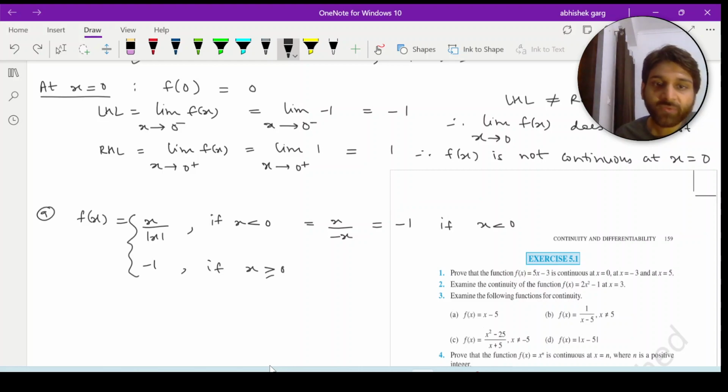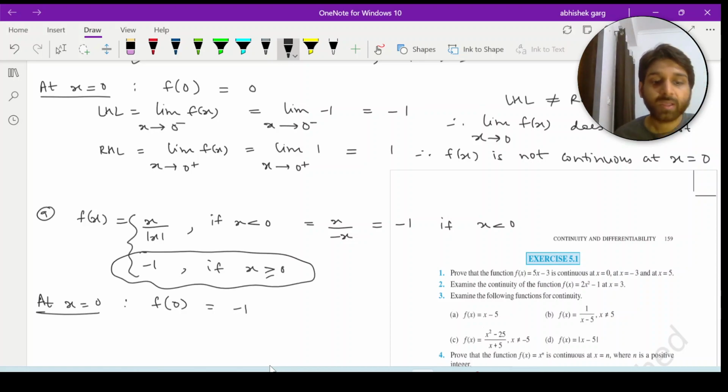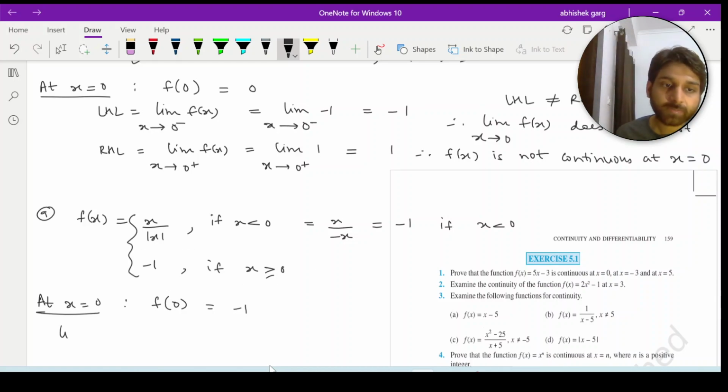Okay, but we can write the formal working at x equal to 0. Why at x equal to 0? Because the function is partitioned that way, right? So if we look at x equal to 0, the value of the function at x equal to 0 is -1. We got this from this one, right? Now we'll write the limit of the function when x is tending to 0.